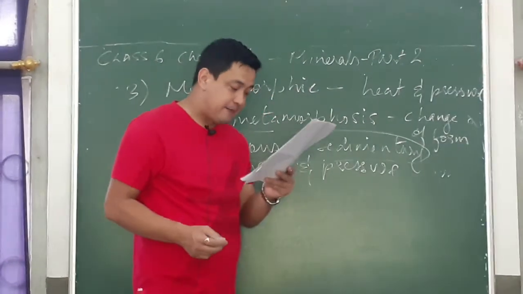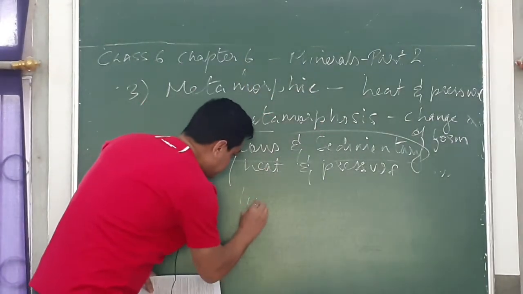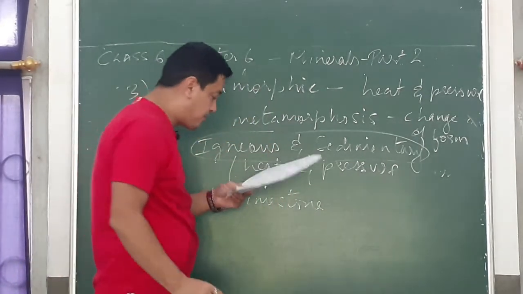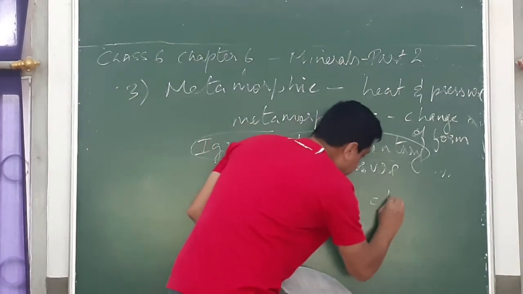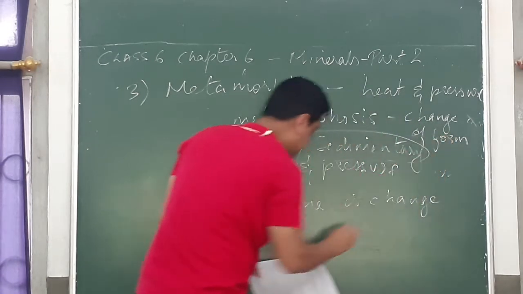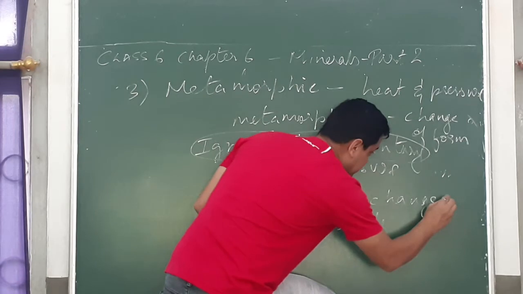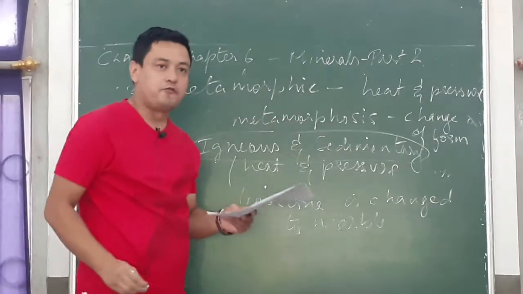So let's take an example. Limestone is a sedimentary rock, but is changed to marble. It's changed to marble because of heat and pressure. The sedimentary rock is changed into metamorphic rock.